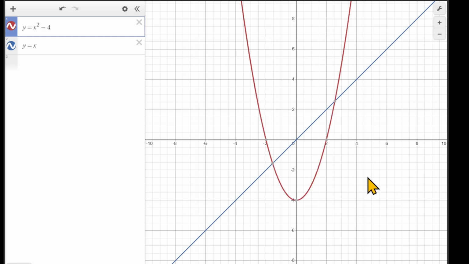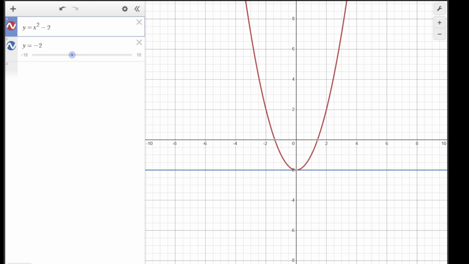In the second case, we have the second order equation x squared minus 4, and our line y equals x goes through it and touches the parabola at two separate points. So this has two solutions. And in this case, we have a line that is just y equals minus 2, a linear equation, and we have a second order equation which is touching that in a single point. So this is a tangent line to the parabola, and this has one solution.